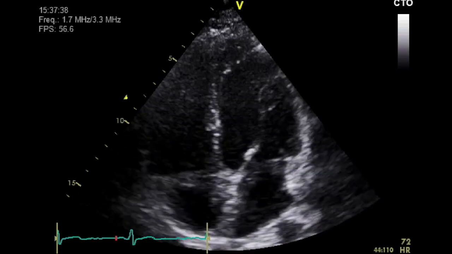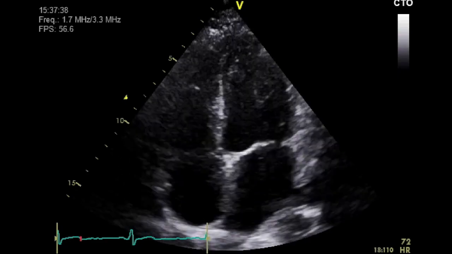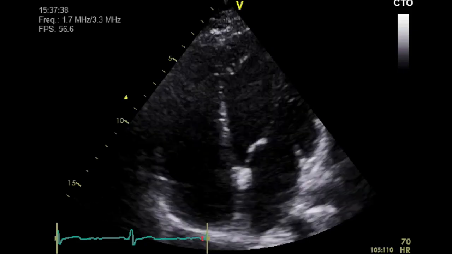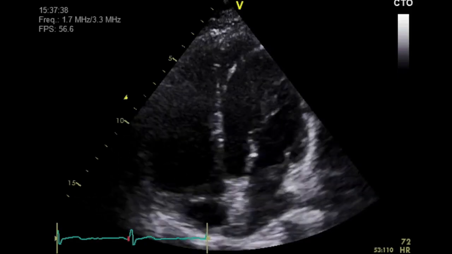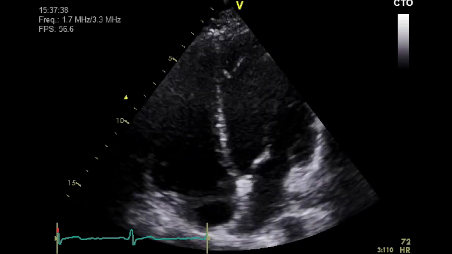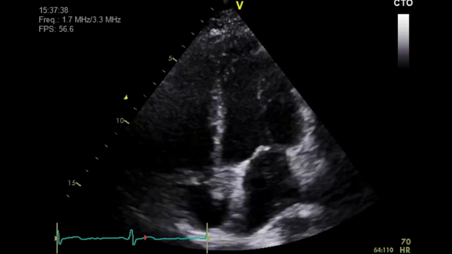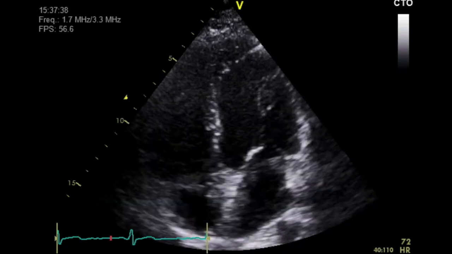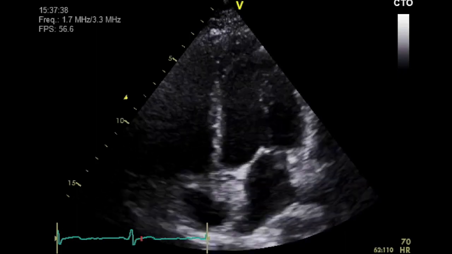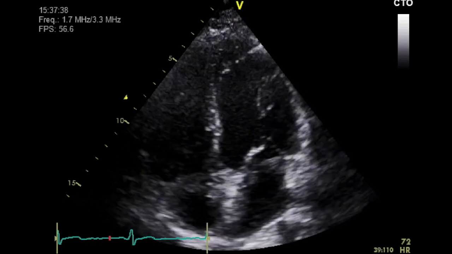You eyeball the free wall movement as well, if you can see it, and that should come in towards the septum. If it doesn't, that would imply there is reduced systolic function of the right ventricle. If both these aspects are reduced, the shortening of the right ventricle and the free wall motion of the right ventricle, then the right ventricle is likely to be severely reduced in its systolic function.